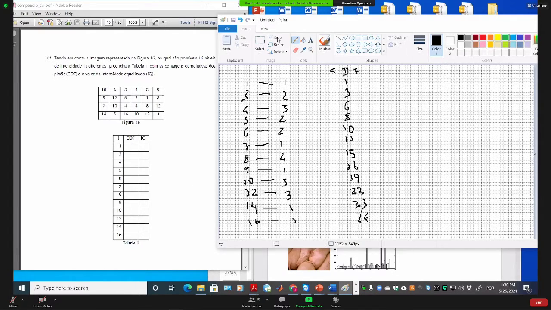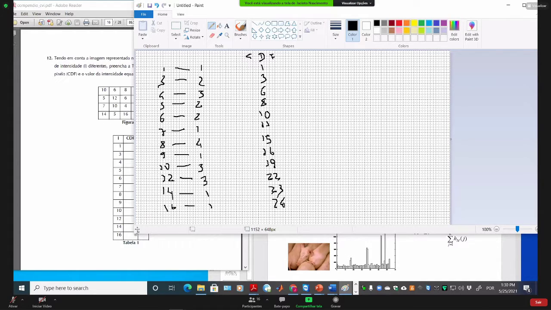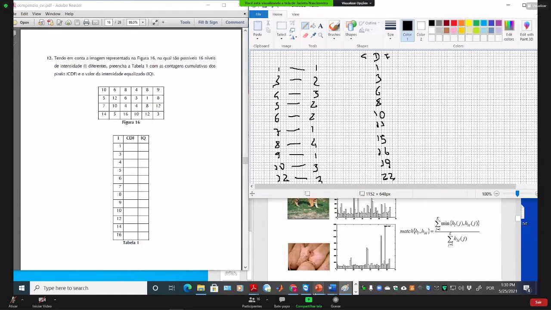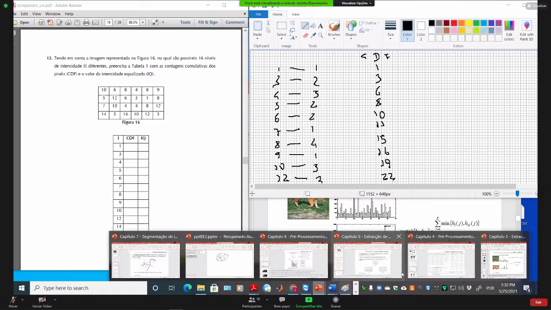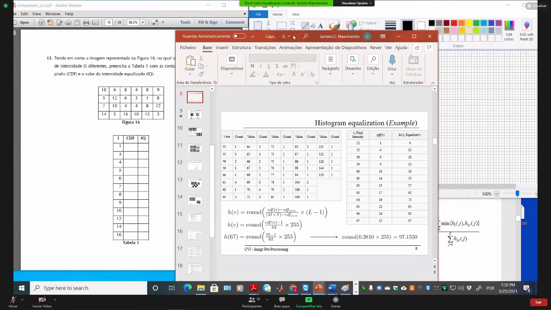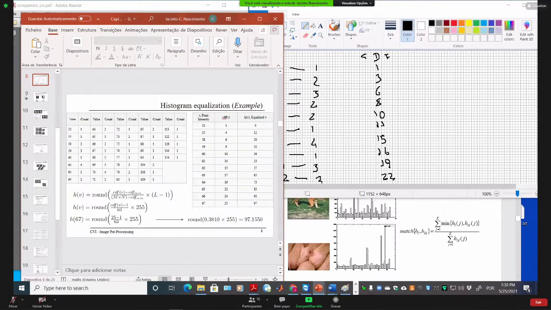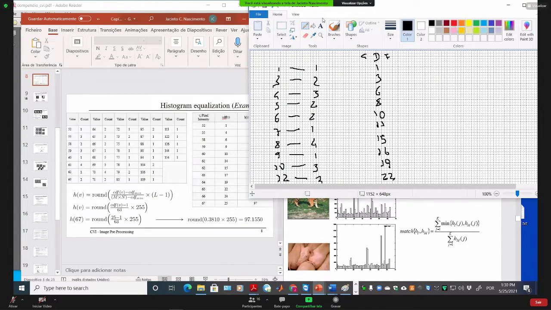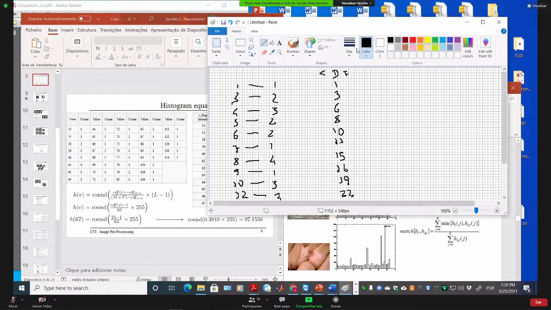Finally, for the third column, it's simple. So you have this expression here, okay? For instance, what is CDF of 8?